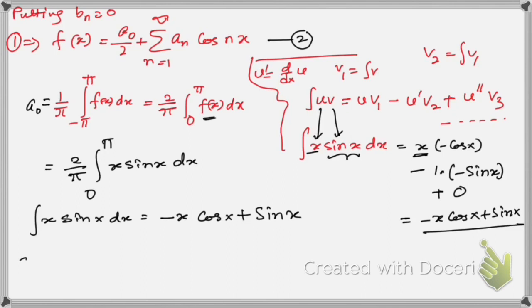So therefore a naught will be equal to, so here we have 0 to pi, right? So that's why 2 by pi within square bracket x cos x plus sin x, we are integrating it from 0 to pi, right? So now put the upper and lower limits, then what you will get.